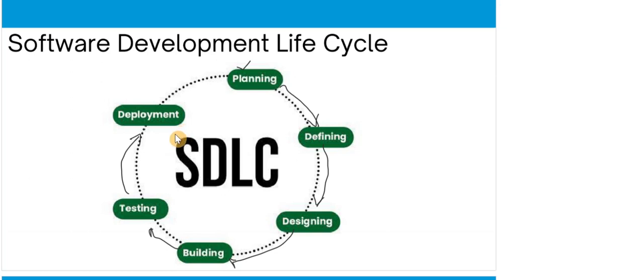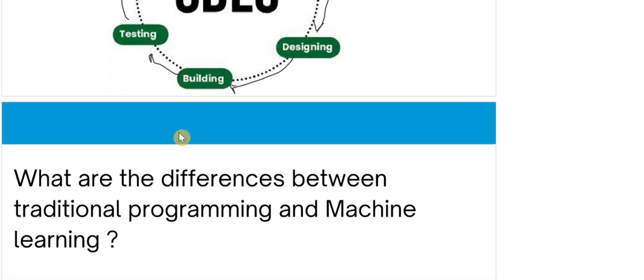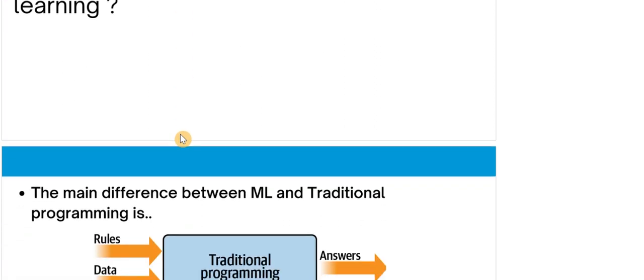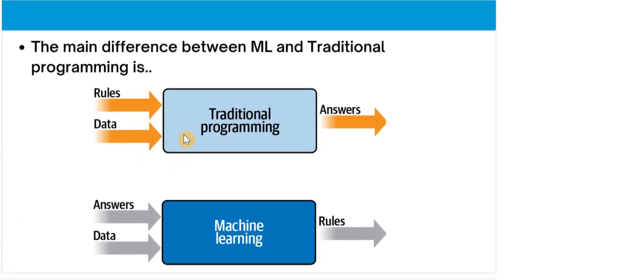And you can see the differences between traditional programming and machine learning programming. The main differences are defined here. Traditional programming takes rules and data as input and produces answers, whereas machine learning algorithms take answers and data as input and learn rules. This is for the training phase.